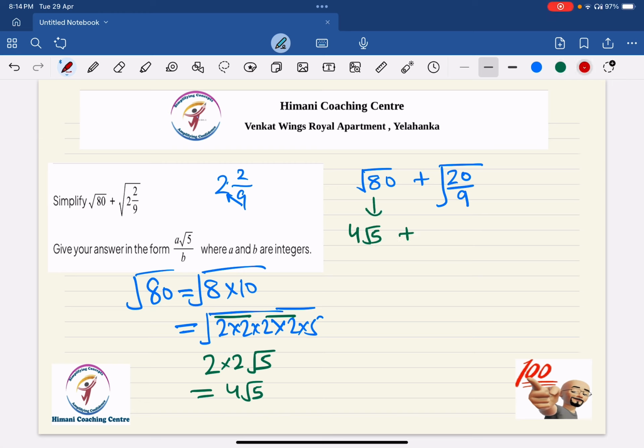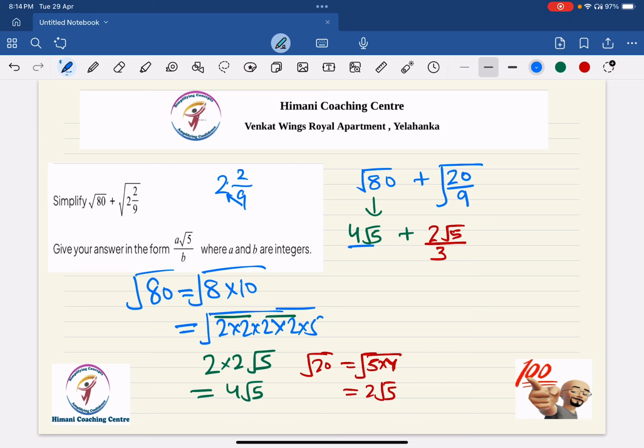Now let us look at root 20. So root 20 is 5 times 4. Square root of 4 is 2. So we get 2 root 5. Root of 9 is just 3. So I can write this as 2 root 5 over 3.